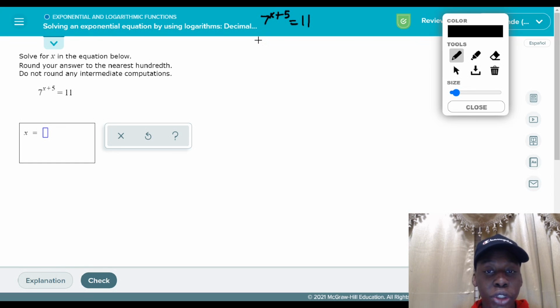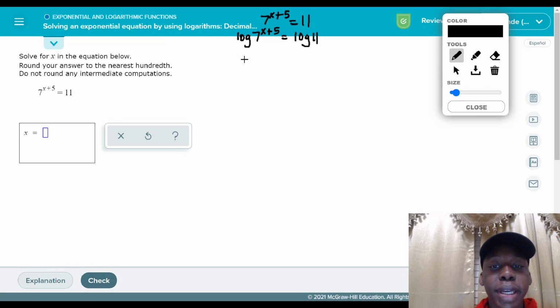Whenever you're given this type of question, the first step you want to take is to find the logarithm of both sides. Whatever we do at this side, we have to do at the other side also. We can't just do it here and leave it there. We have to find the logarithm of both sides. So that's basically saying log of 7 to the power x plus 5 equals log 11. Now we've found the logarithm of both sides.